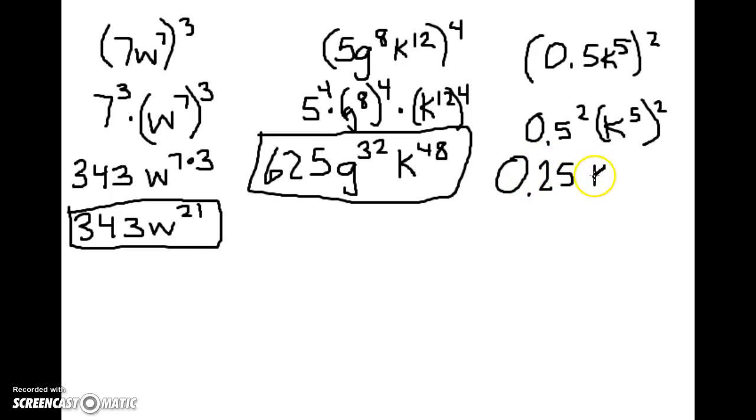And then deal with the k. There's no base between the exponents, so we're multiplying. And that gives me 10. 5 times 2 is 10. So that would be my final answer for that one, completely simplified. And that would be finished for that problem.